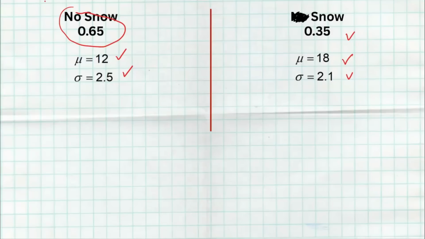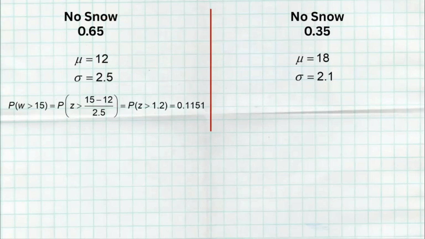So we have two different things that can happen. There could be no snow or there could be snow. We know the probability of what's going to happen tomorrow, 35% chance for snow, 65% chance for no snow. And we also know the mean and the standard deviation for the time it takes to walk to school in those two different conditions. Now, the question is asking for the probability that it takes more than 15 minutes. So what we have to do is calculate the probability it takes more than 15 minutes in each scenario.